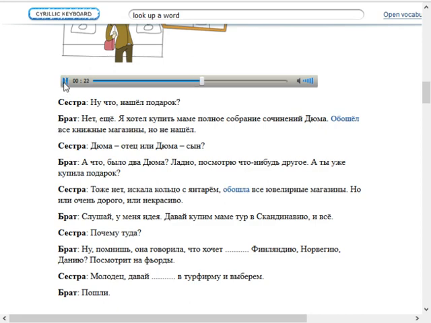Но или очень дорого, или некрасиво. Oh, I didn't finish the sentence here. So she went around to all the ювелирные магазины, the jewelry stores. Но или очень дорого, или некрасиво. So either they were very expensive or not beautiful.